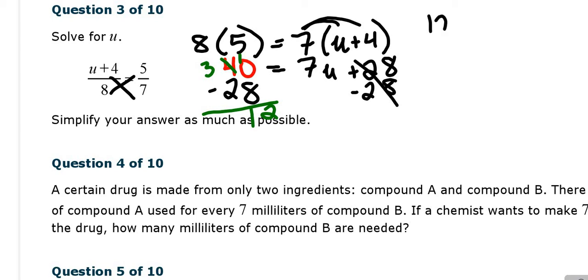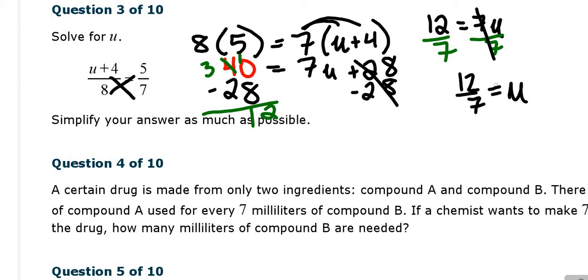So I have 12 equals 7u here. And we divide both sides by 7. No, it is not a whole number. Yes, that's totally okay. And Alex is going to want it as a fraction.